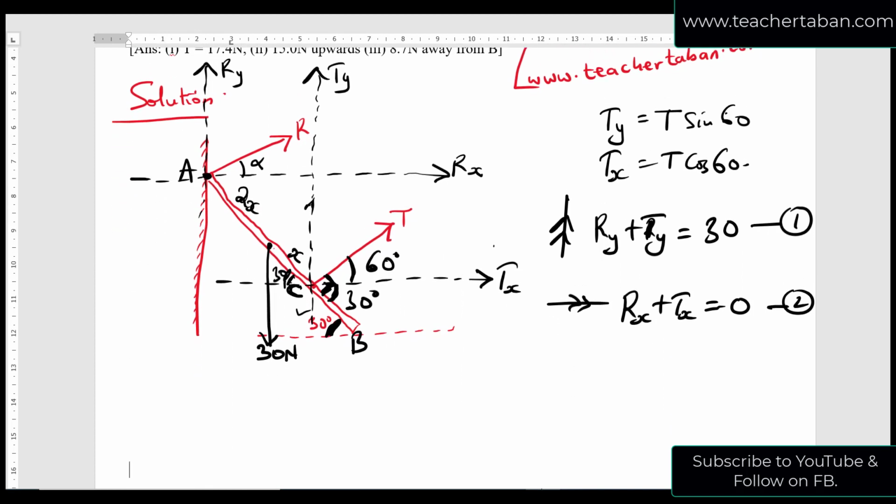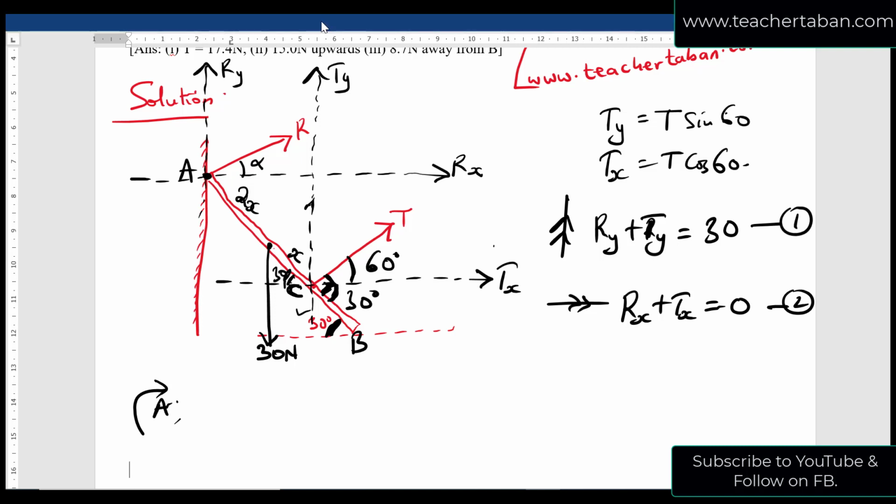Then, about the moment, if you take moments about a point, remember I said that take moments about a point where you have very many unknowns. Like at this point A, we don't have the angle, we don't have the reaction. So it is better to take the moments at that point A. So taking moments about point A, let's identify the clockwise and then the anti-clockwise moments.